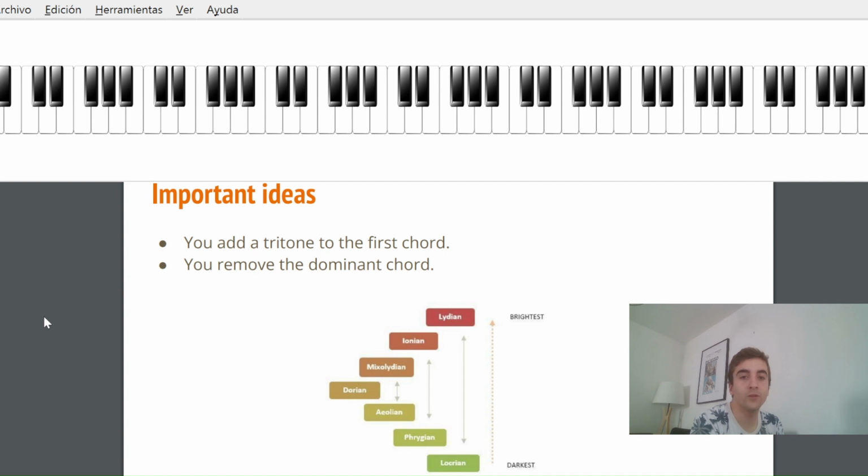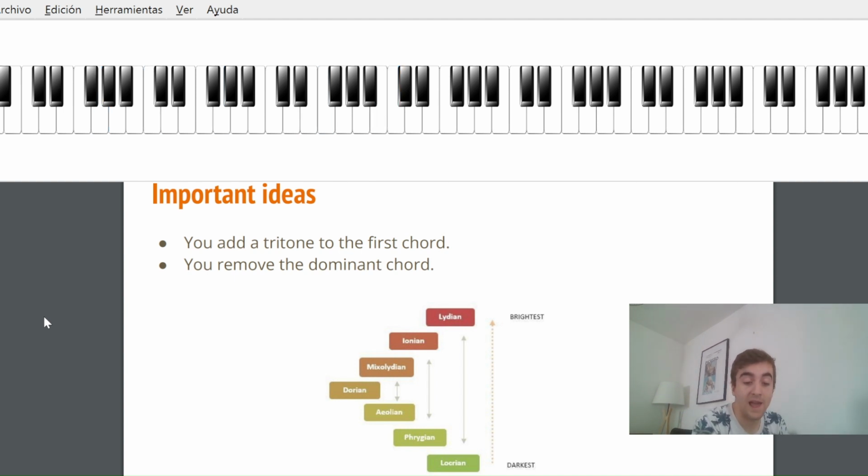So there are a few important ideas to determine how we use the Lydian mode in our improvisations or compositions. First thing to consider is that we actually add a tritone to the first chord. I always say that the tritone is the interval of tension, of dissonance. For example, if we're in C major, this is the tritone of G major, which is the dominant of C major. The way to get tension and release in C major would be to play tritone and resolve.